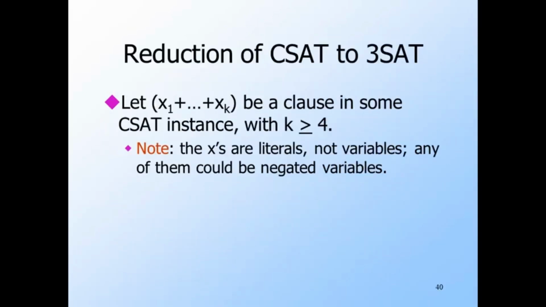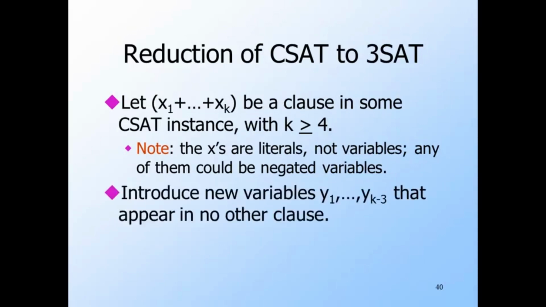So, consider a clause with k literals, x1 through xk. Remember, these are literals, not variables, so any of the xi's could be not followed by a propositional variable. We need k minus 3 new variables, which we'll call y1 through y(k minus 3). These y's appear in no other clause, and they're really variables, not literals. Also notice that if k is equal to or less than 3, then no new variables are introduced.